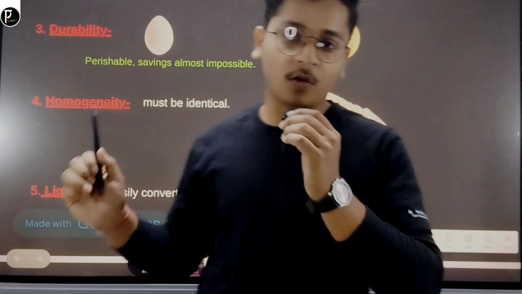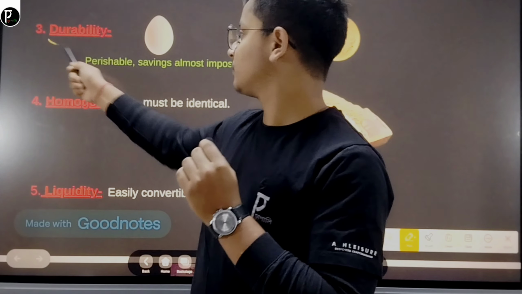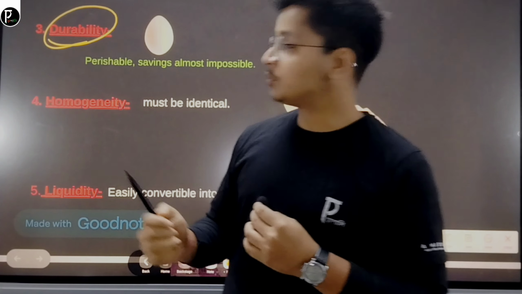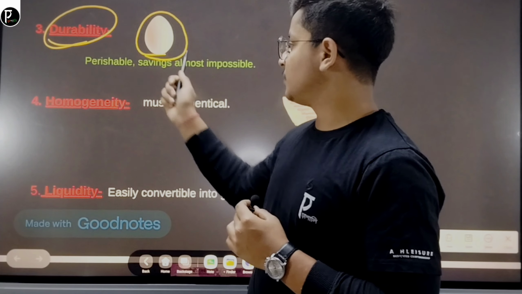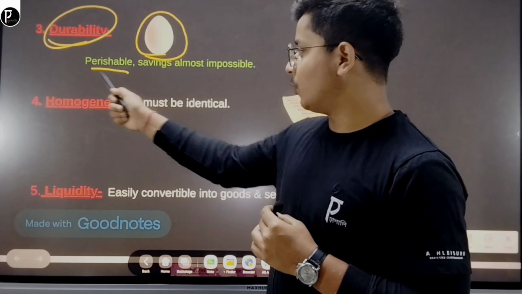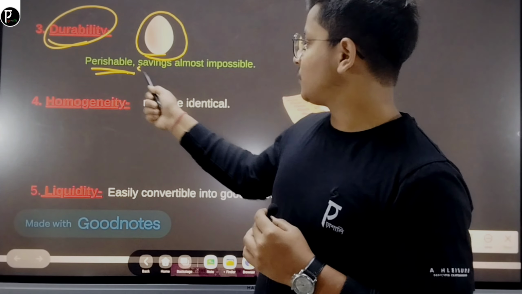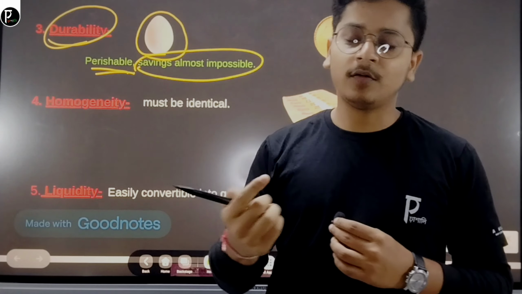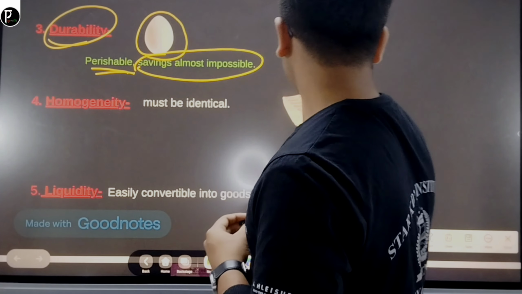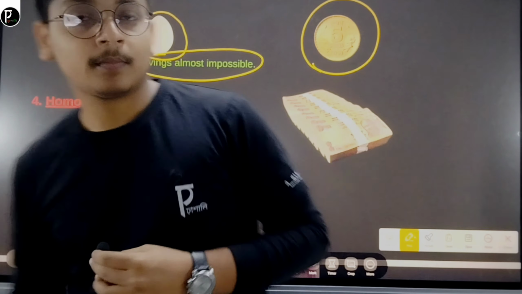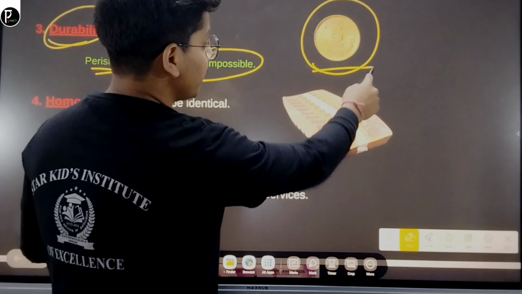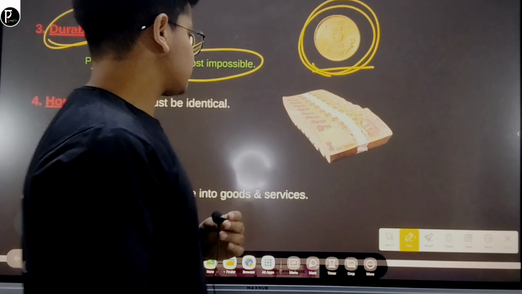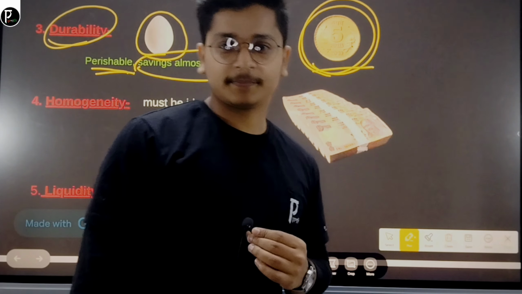The third characteristic of money is durability. The money must be durable. Suppose this is an egg. It is a perishable commodity. So the saving of eggs is almost impossible because it can get rotten within 10 or 15 days. But look at the 5 rupee coin. It is not a perishable commodity. So you can save this 5 rupee note for a long time.